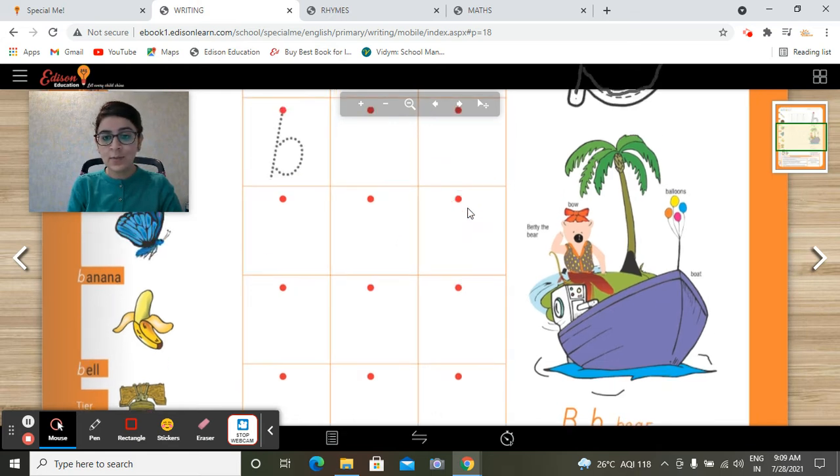Okay. So this is Betty the bear. Who is this? This is Betty the bear. And what's there on the head of the bear? It's a bow. What are these? These are balloons, colorful balloons. And what is this? This is a boat.